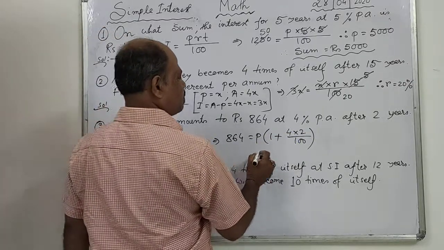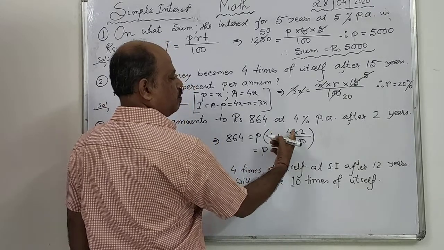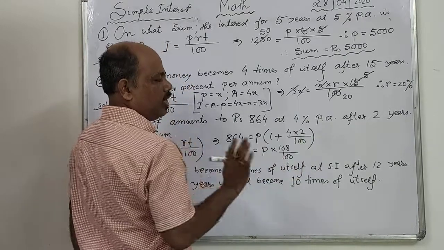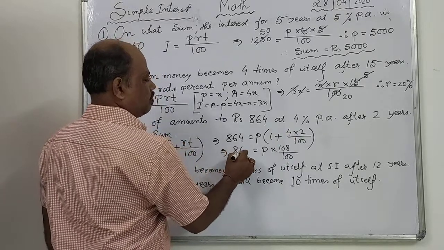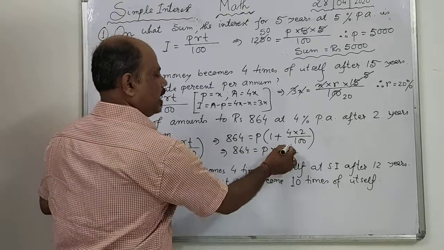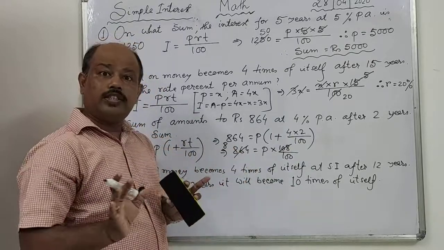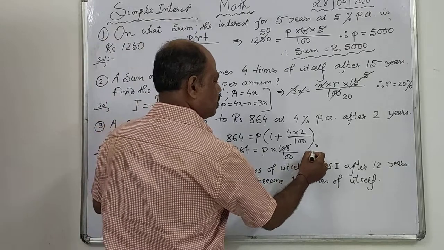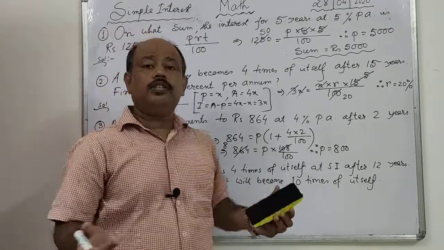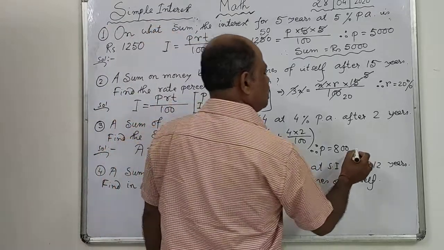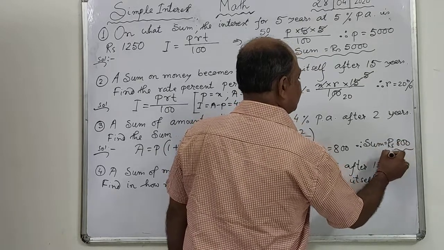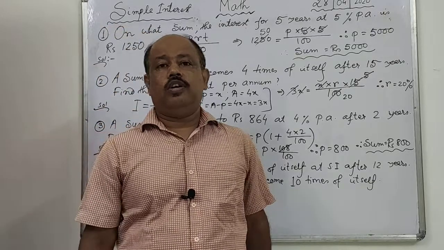After calculation, P into 100 plus 4 2s are 8, 108 by 100. কি হলো? 100 LCM. And after calculation, left hand side was 864. Calculation করছি by cancelling. এটাকে 8 দিয়ে ক্যান্সেল করলে টোটালি ক্যান্সেল হয়ে যায়। তাহলে আফটার ক্রস মাল্টিপ্লিকেশন P equal to 800. P equal to 800. So what is the sum? Sum is 800. Therefore, sum equal to rupees 800. Already question number 3 also done.